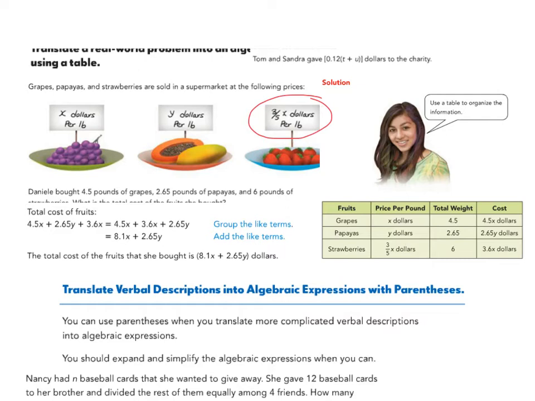Now to get the total, you just add those all up. So you do 4.5x plus 2.65y plus 3.6x. Then you combine your like terms. You have 4.5x and 3.6x, that gives you 8.1x, and then you bring down the 2.65y, and that's your answer, 8.1x plus 2.65y dollars. That's as much as you can do. You can't simplify it any more than that.